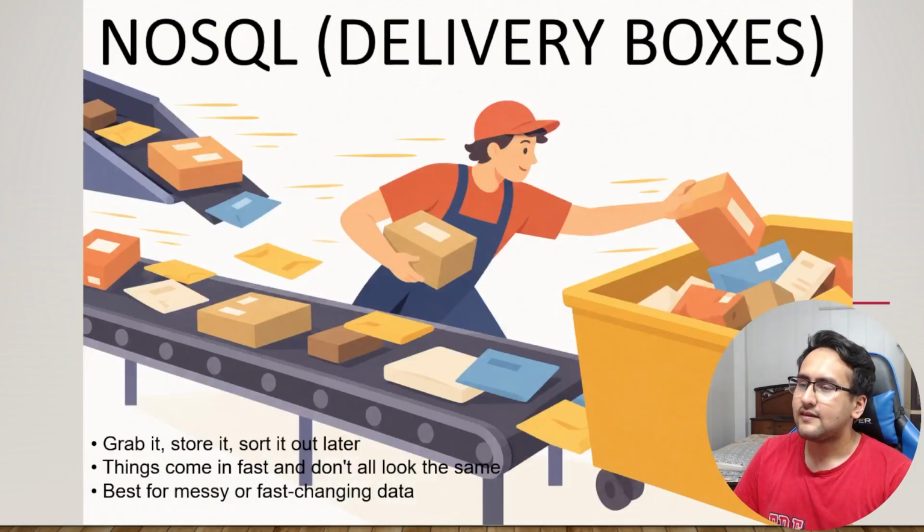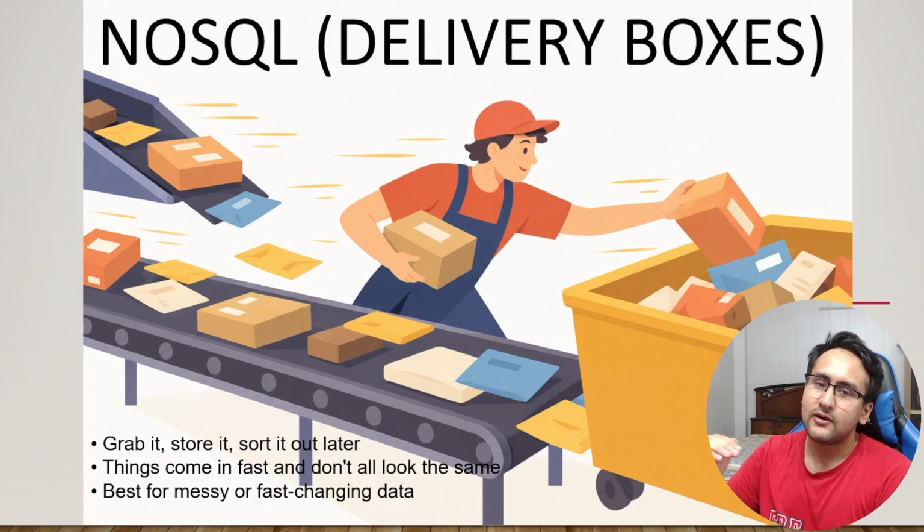And next, the best way to understand NoSQL is like delivery boxes. When we order something from Amazon, not every box is the same. Each and every box is different, and has a different package. So we grab it, store it, and sort it later. This kind of database is best when you have messy and fast-changing data, like Twitter or Instagram, social media apps, or logs. Not every log is the same. Every log comes in a few seconds.